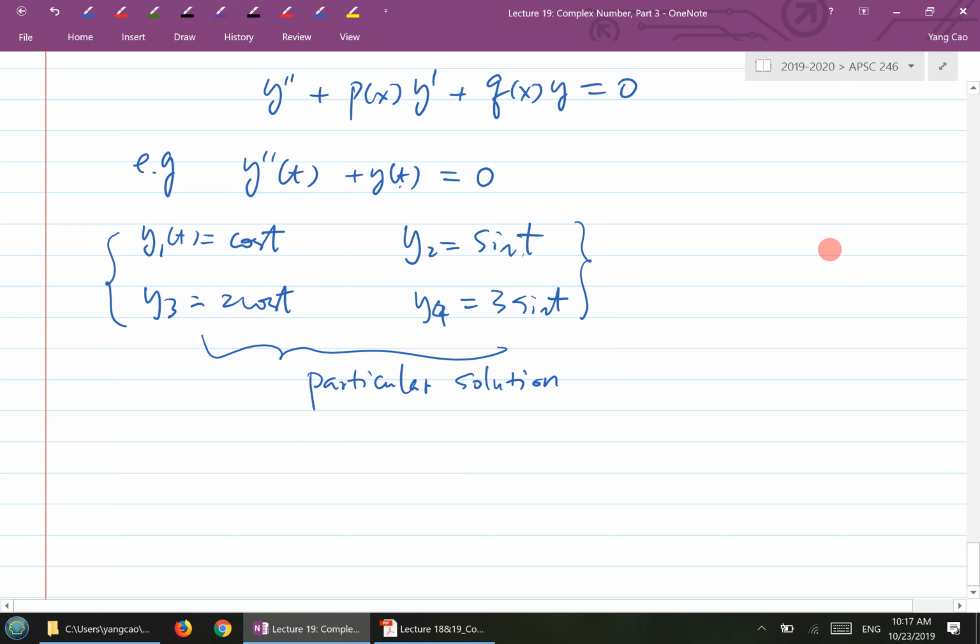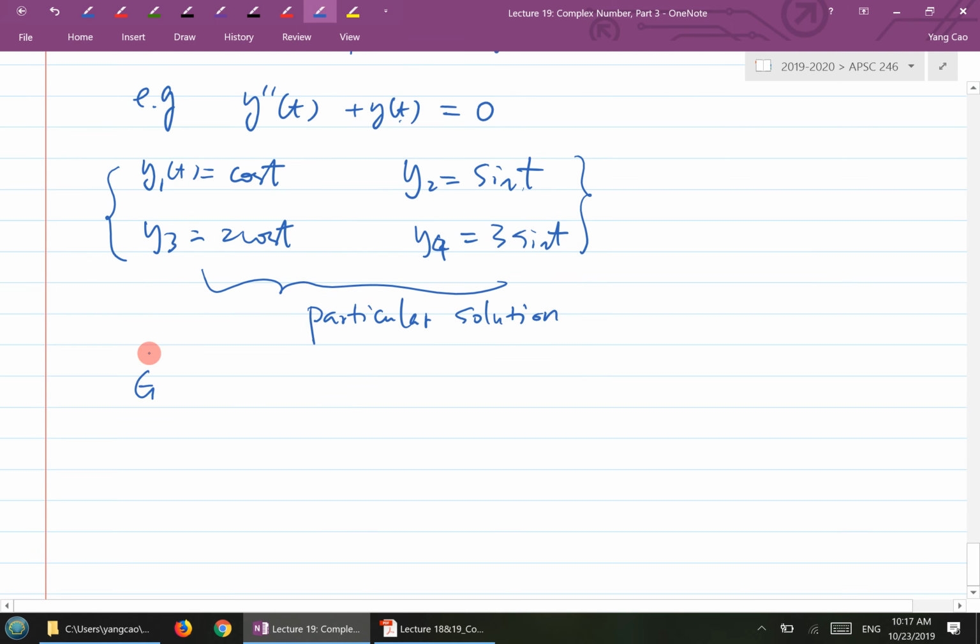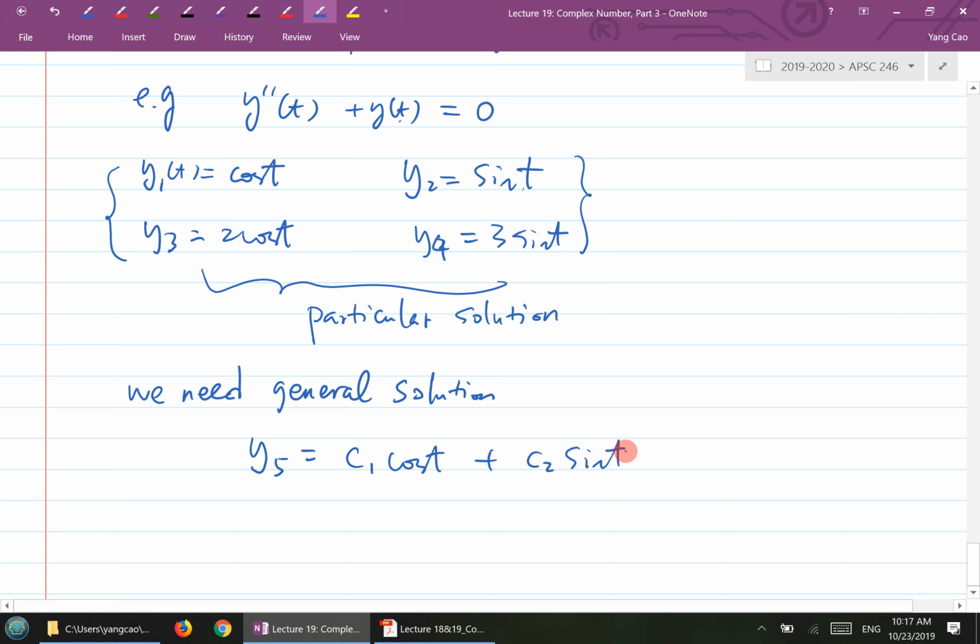You have to find the so-called general solution for a second order ODE. So what we need is a general solution, and this idea applies to all of the future ODEs, even if they're not homogeneous. Now what would be a general solution? You use a general constant C1 times cosine t, plus a general constant C2 times sine t. This is a general solution for the given equation. We'll show you later how to solve it, but this is a general solution.